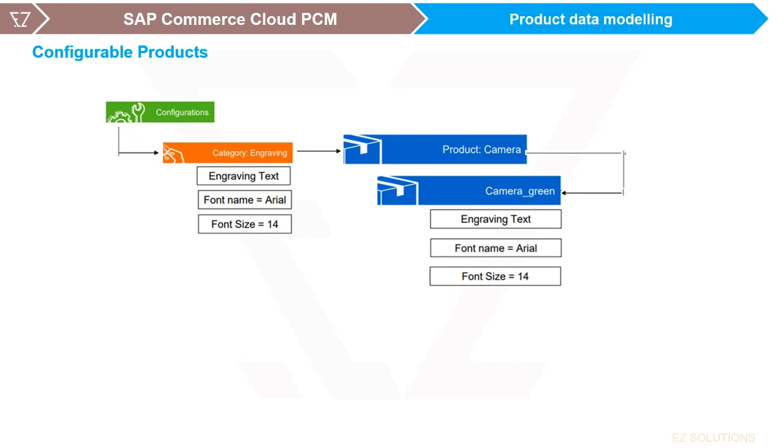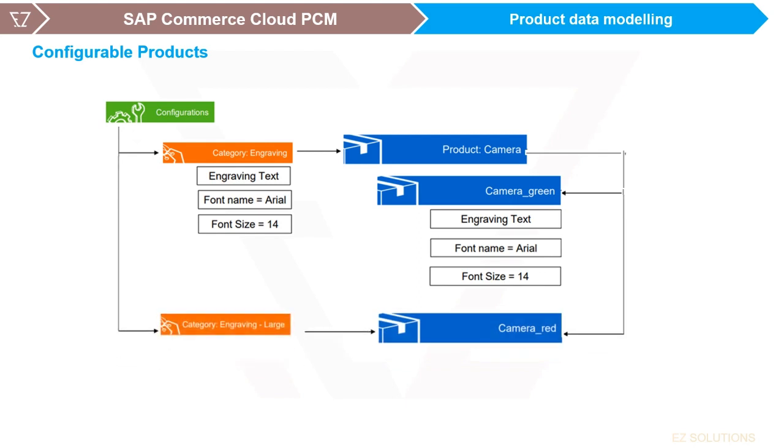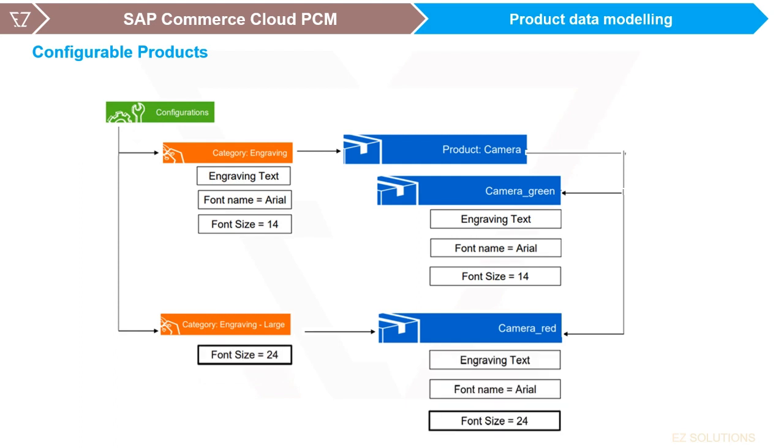However, there is one more point to note here. If there is another variant product called red camera, and the red camera is assigned to another configuration category called engraving large with a different configurator setting value, then configurations will be merged with the variant-specific configurations. This means the non-conflicted configurator settings are linked normally, and the conflicting property at the more specific level, in this case the variant product, will override the more general one, so that the font size now has the value of 24. Out-of-the-box configurable products can be managed in back office.